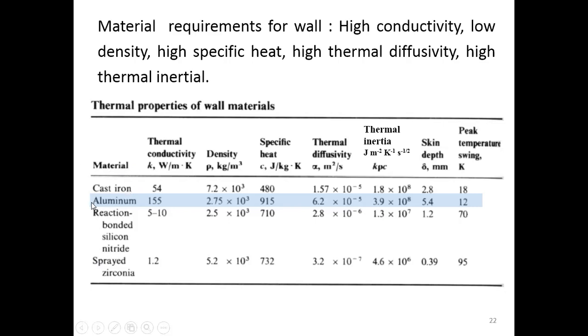And you can see that the most appropriate one is aluminum when you look at the properties shown right here, because it has high thermal conductivity. It has low density, and it has high specific heat compared with the others. It has high thermal diffusivity compared with the others. It has high thermal energy compared with the others. The rest are not as good. So aluminum is usually used for the combustion chambers or the cylinder.